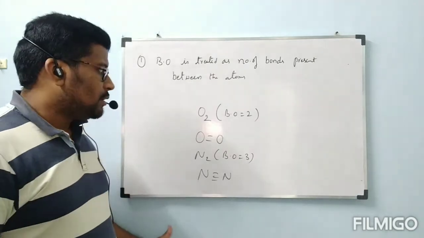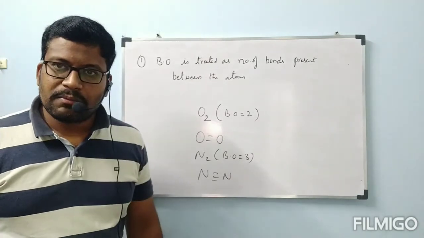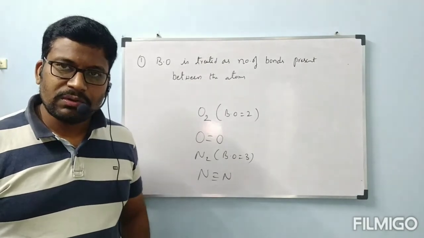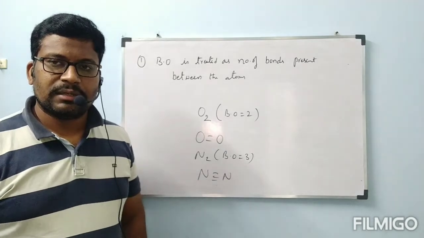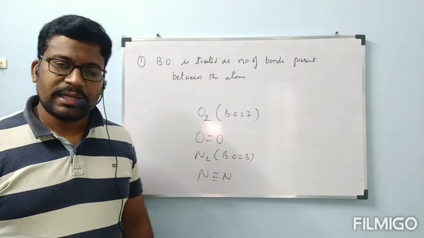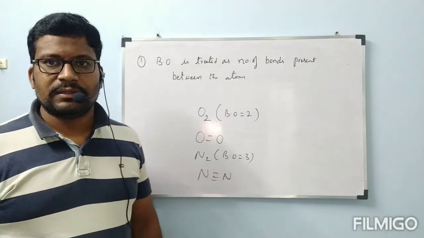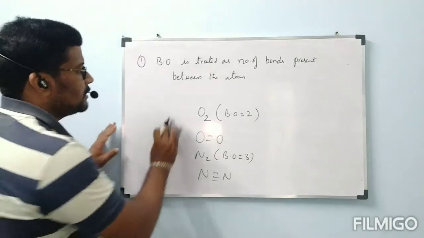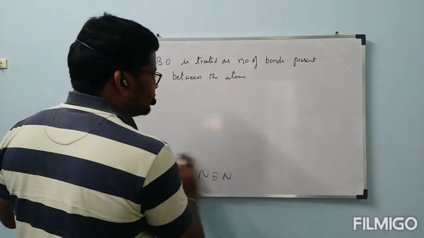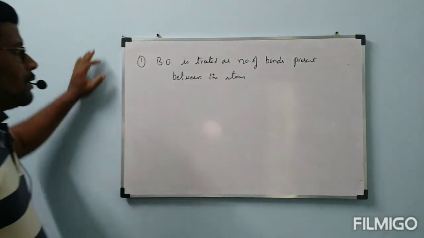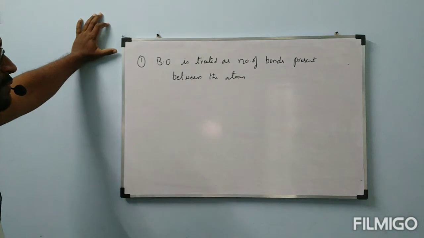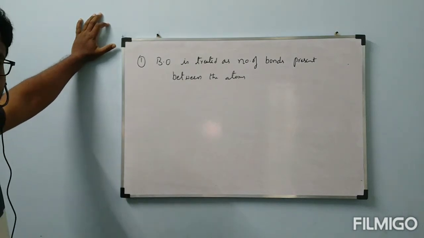If bond order is equal to 1, 1 bond is present. If bond order is equal to 2, 2 bonds are present. If bond order is equal to 3, 3 bonds are present. Like that we can say. This is the first point. Bond order is treated as number of bonds present between the atoms.